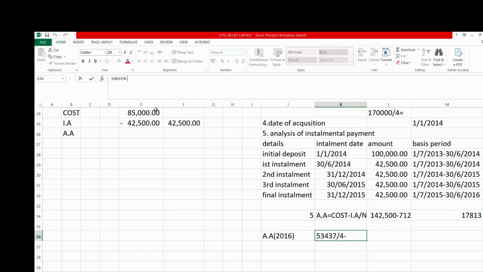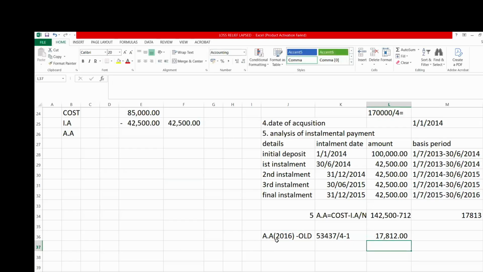4 minus 1, so that gives us what? This will be the annual allowance for the old. You calculate annual allowance for the old, which will be 53,437 divided by 3. So that will give us 17,812. Then you also calculate the annual allowance in 2016 for the new asset.